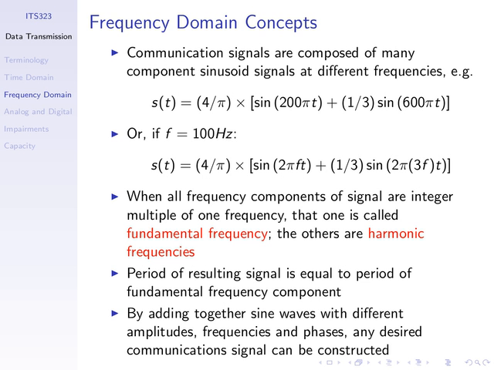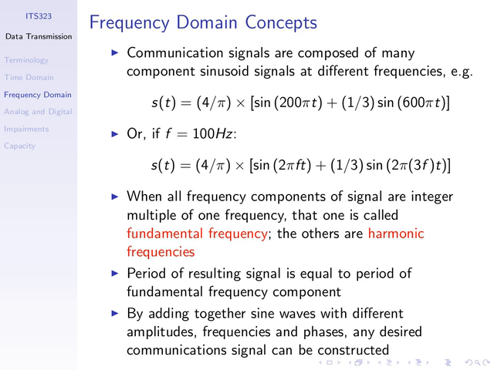When we create a resulting signal, if we just add them together, which is what we've done here, sine 200 pi t plus 1/3 sine 600 pi t. For now, just ignore this 4 over pi. We just added them together, then we'll get some different shaped signal.